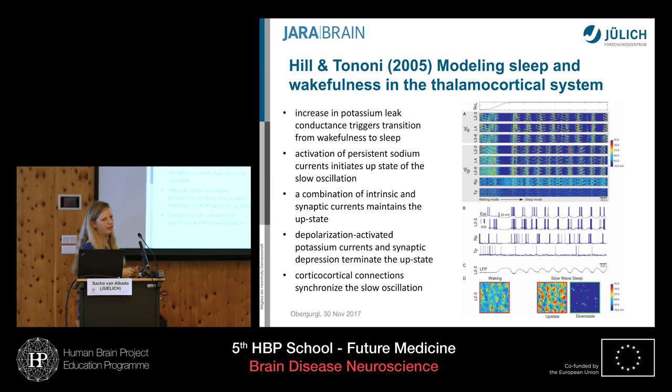They also investigated the dependence of the initiation and the maintenance of these so-called upstates. So these slow oscillations are oscillations between upstates with high activity and downstates with almost vanishing activity. They looked at which currents initiate the upstates, maintain them, and terminate them. And not only currents, but also synaptic depression helps terminate the upstate. And cortical-cortical connections synchronize this slow oscillation between the primary and secondary areas.